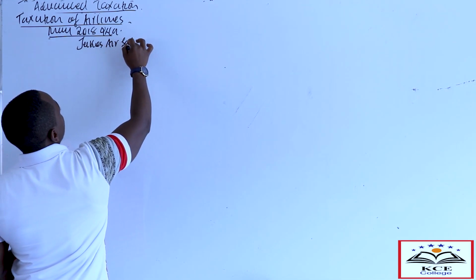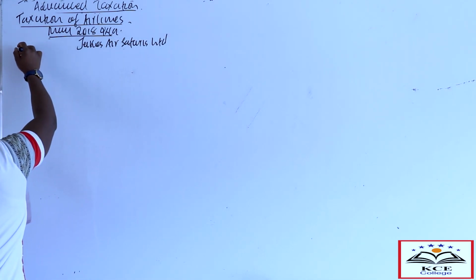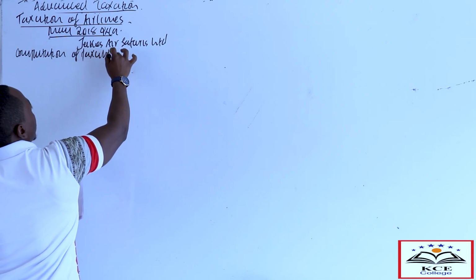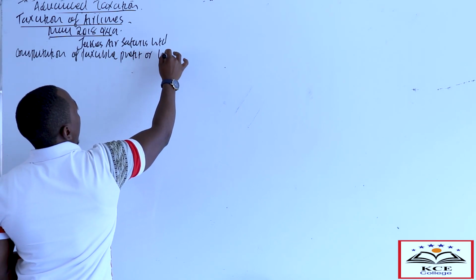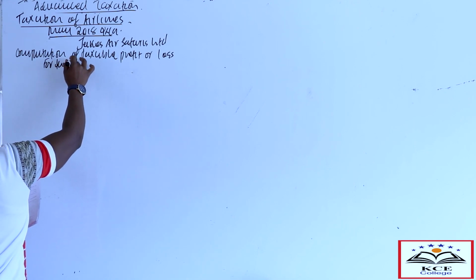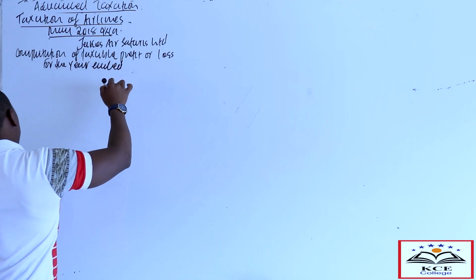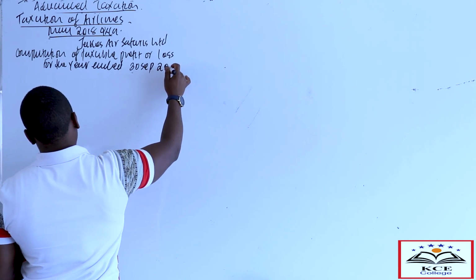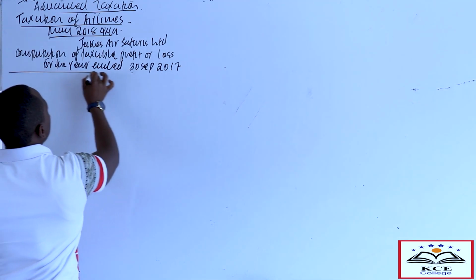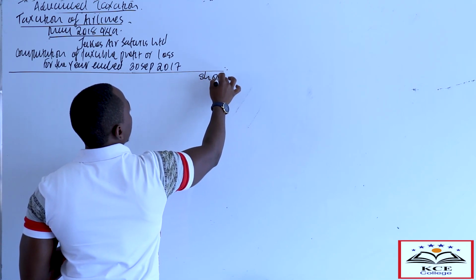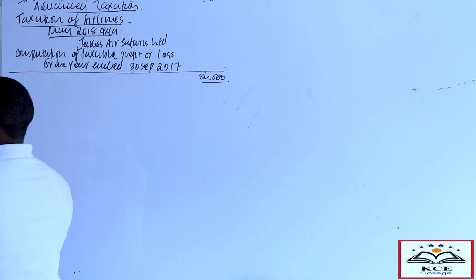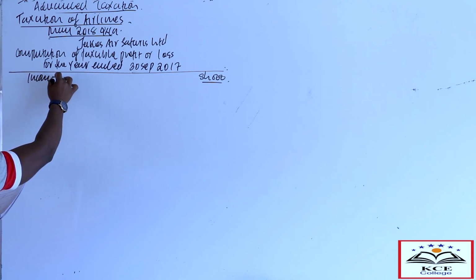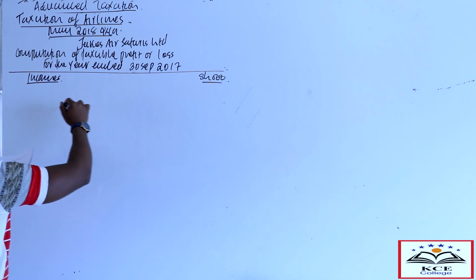Jet Air Safaris Limited, computation of taxable profit or loss for the year ended 30th of September 2017. Our shillings are in thousands. In this case, this is a case of incomplete records. Being an incomplete record, you need to determine the income, then you raise allowable expenses.